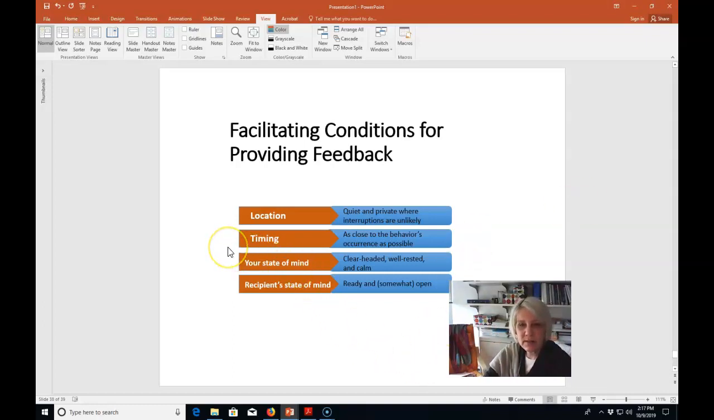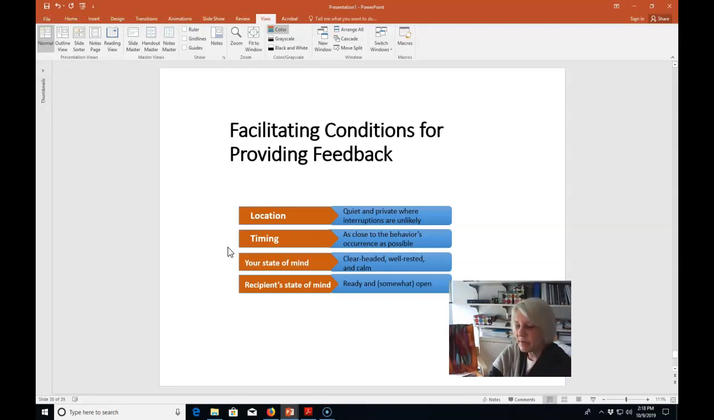Timing, we want to get this as close to the behavior as possible. That's why those annual performance reviews are frustrating to a lot of people. It's never fun to find out that 7 months ago you were doing something that people didn't really appreciate, and you were allowed to kind of go on with that for quite a long time before any corrective feedback was provided. You need to have your own emotions in check and be calm and in the right state of mind.